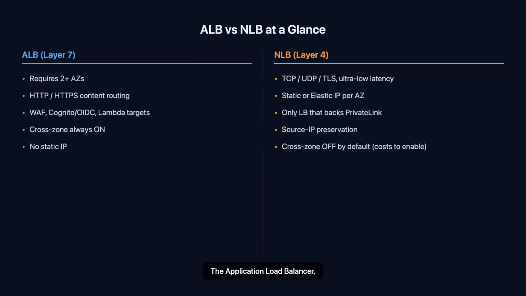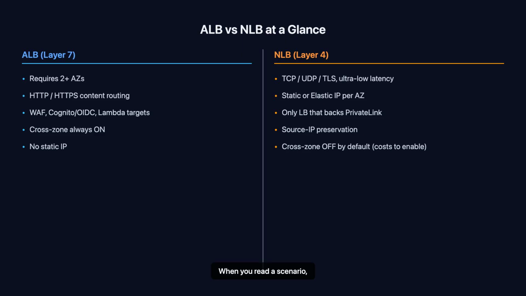The application load balancer at layer 7 requires at least 2 availability zones. A hard minimum, not a suggestion. From there, it does HTTP content routing, integrates WAF, Cognito, and Lambda targets, keeps cross-zone always on, and has no static IP. The network load balancer at layer 4 handles TCP, UDP, and TLS at ultra-low latency, gives you a static or elastic IP per zone, is the only type that backs PrivateLink, preserves the client source IP, and has cross-zone off by default with a cost to enable.